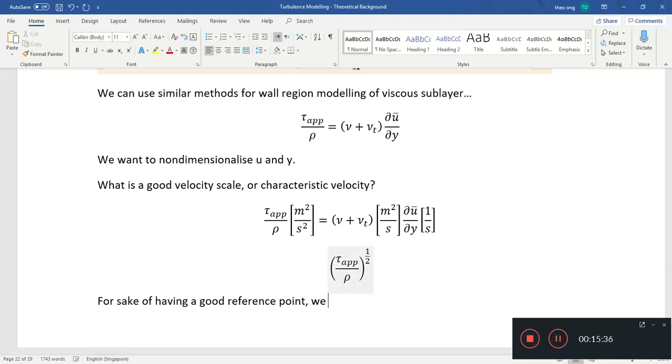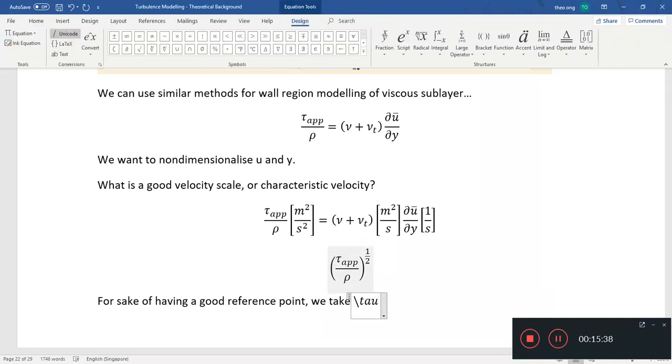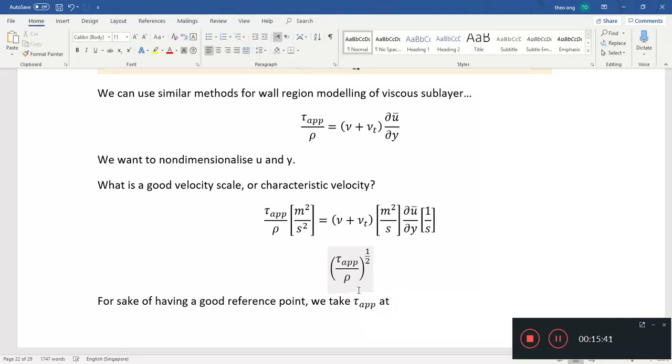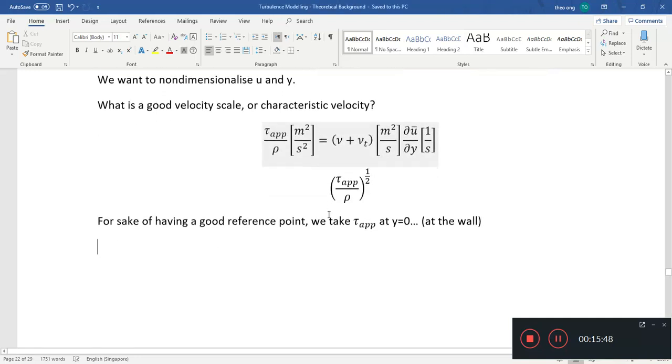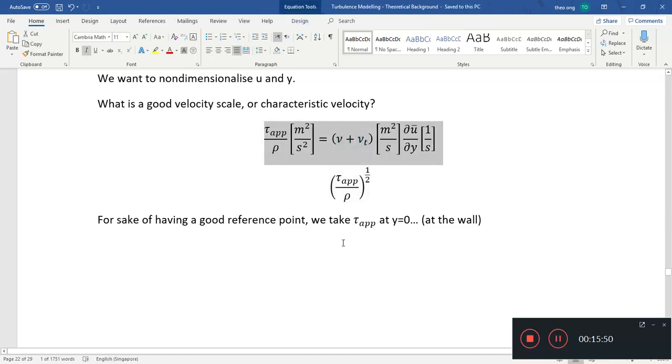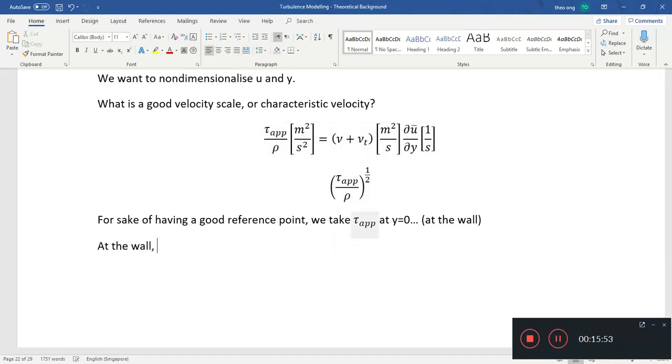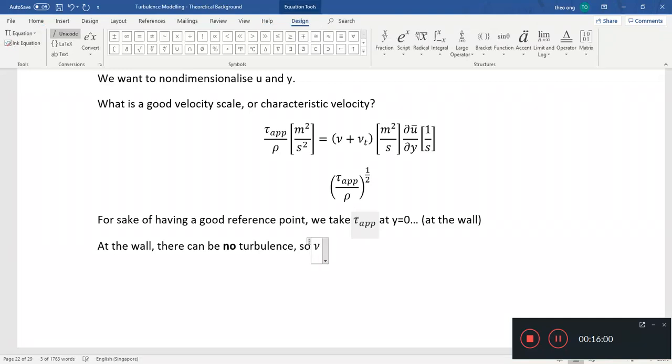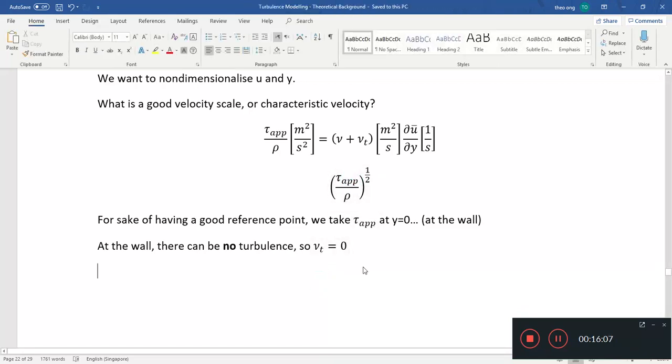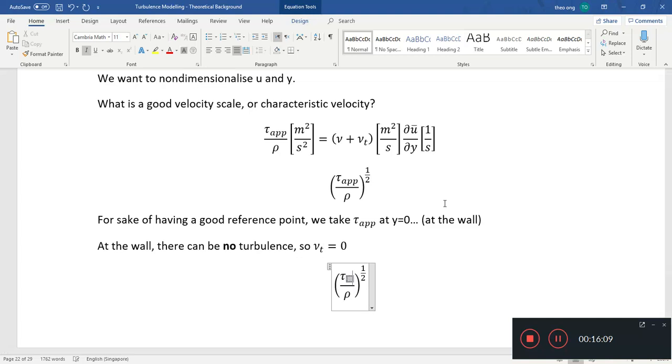we take tau apparent at y = 0. This is at the wall. Why do we do that? Because at the wall there can be no turbulence. So nu t equals 0. Okay, so this is what we have, tau wall.